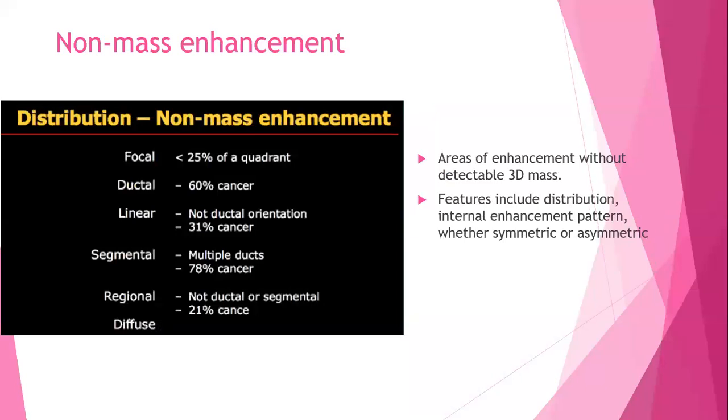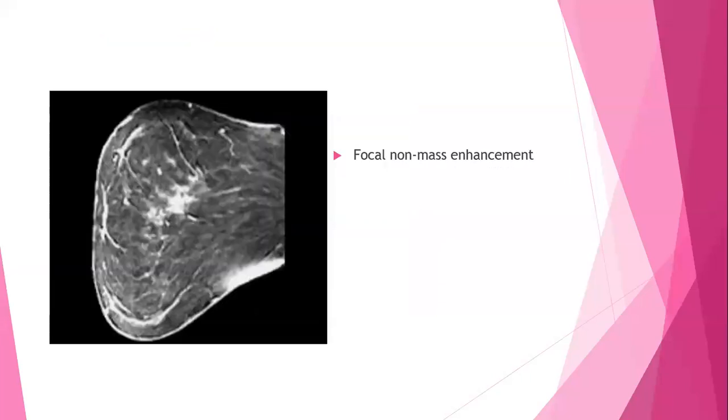So non-mass enhancement: we're looking at enhancement without a detectable three-dimensional mass. So you may have focal, you may have ductal, you may have linear, segmental, regional enhancement. You may have diffuse enhancement. Most of the time, diffuse is not too worrisome.